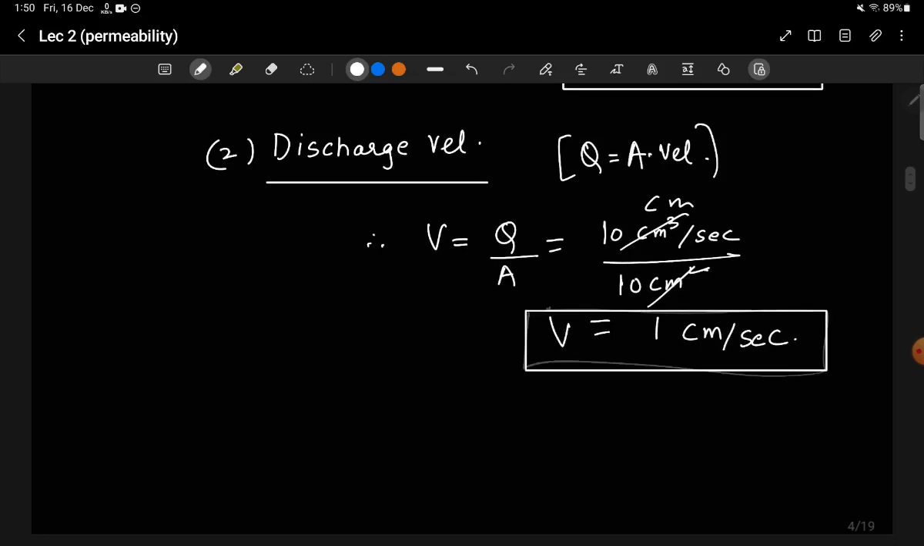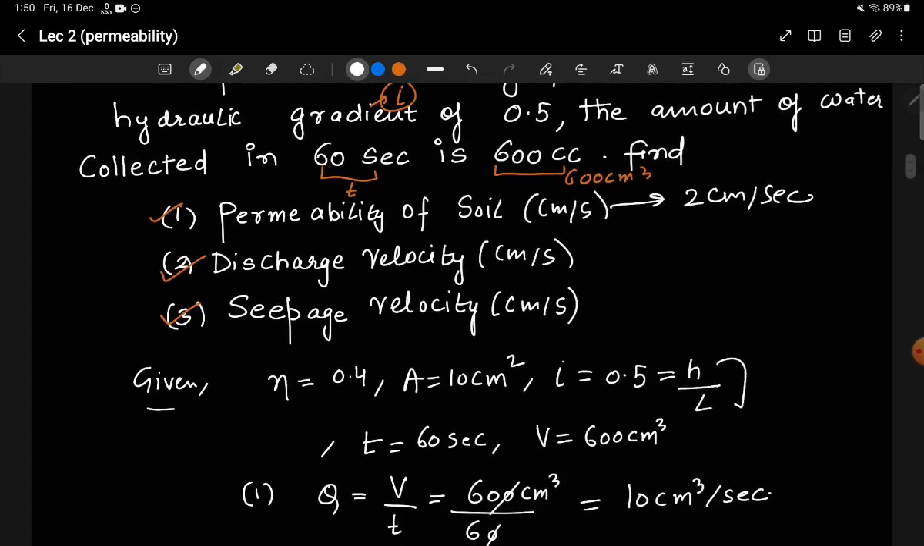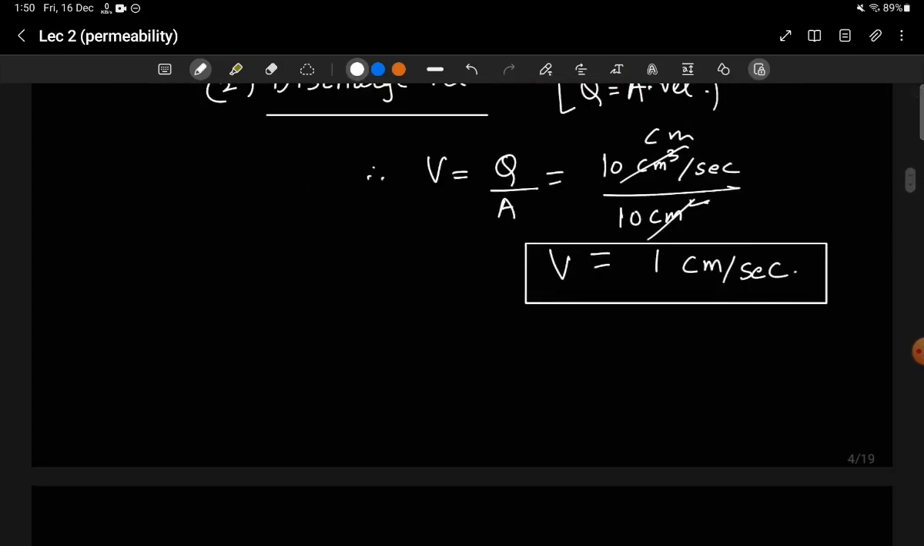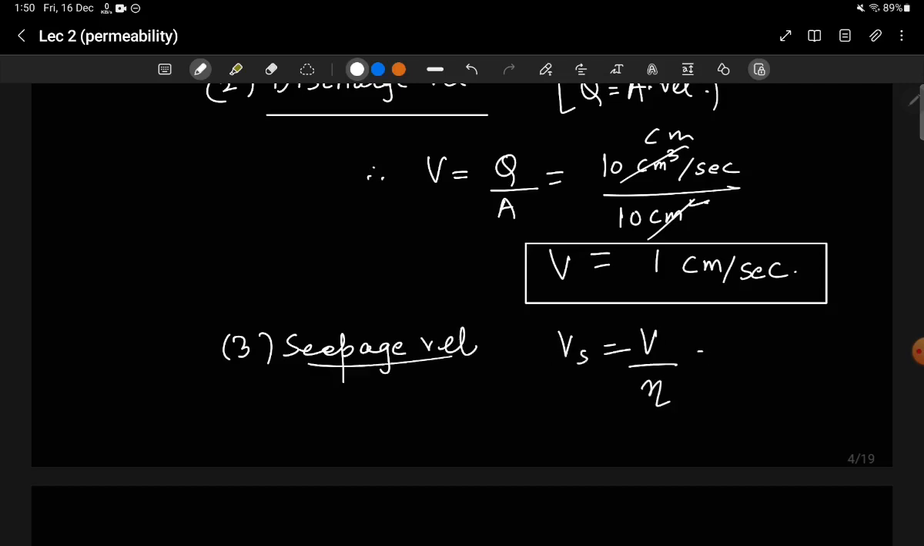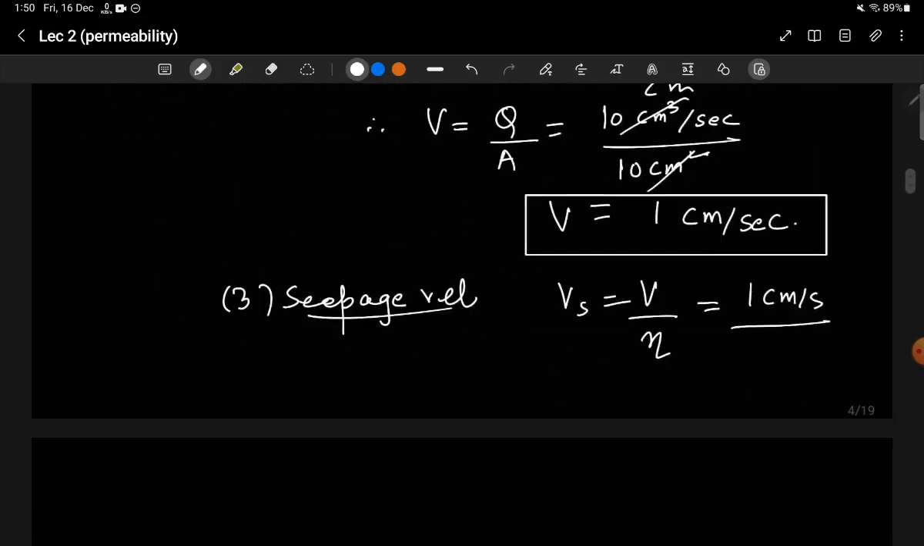This is not the seepage velocity. What they have asked us now, the third point, is seepage velocity. So how will we find out the seepage velocity? It's very simple. Vs is given by the discharge velocity divided by the porosity. Discharge velocity is 1 centimeter per second and the porosity was given as 0.4. So 1 divided by 0.4 comes out to be 2.5 centimeter per second.